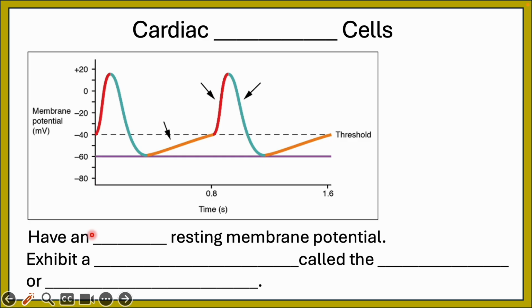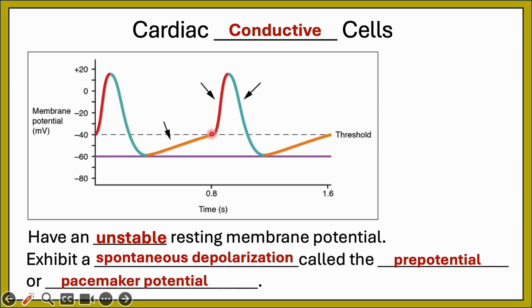All right, so two cell types in the heart. One is going to be the cardiac conductive cells. These are the cells that undergo this spontaneous depolarization. So normally you have a stable membrane potential when it comes to muscle cells, but in the case of these cardiac conductive cells, you do not. So it has an unstable resting potential. It goes about as low as -60, but it doesn't stay there like it would if it was a stable one. And then it's going to exhibit a slow depolarization that is spontaneous. This is known as the pre-potential or the pacemaker potential.